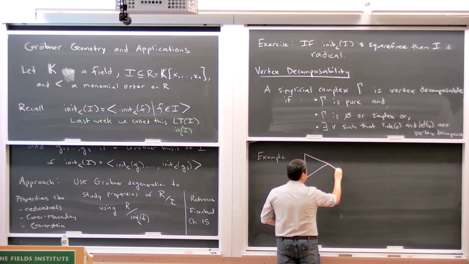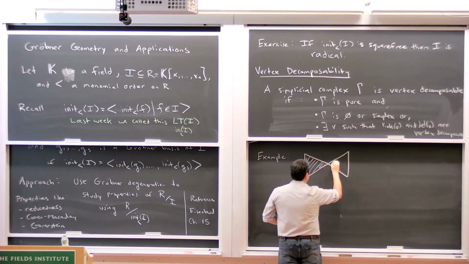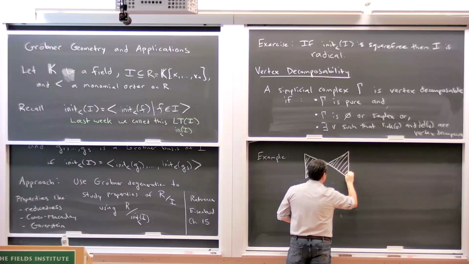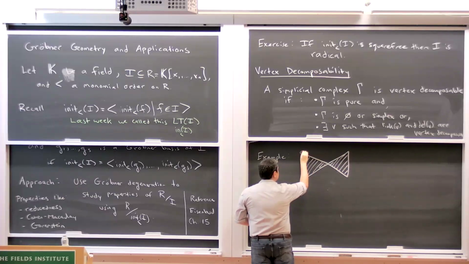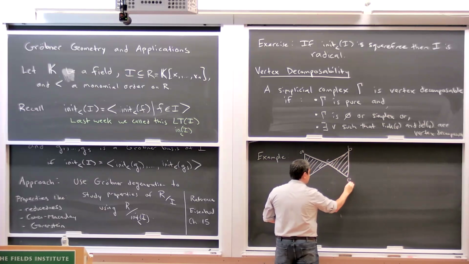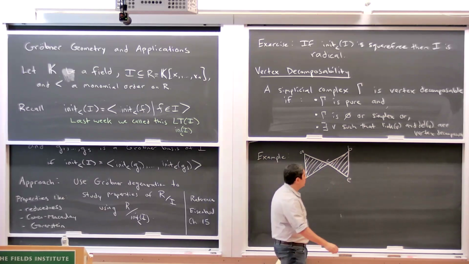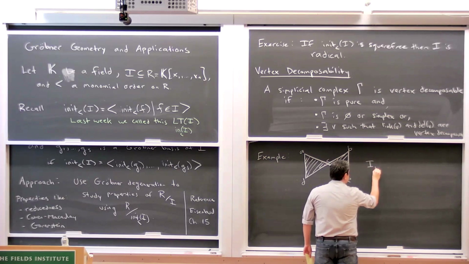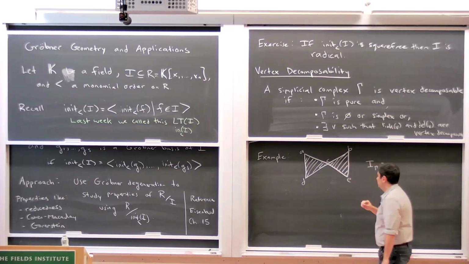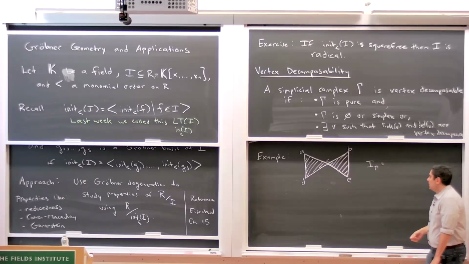Okay, so let's say that we have this simplicial complex. Let's call this A, B, C, D, E. Okay, so what's the Stanley-Reisner ideal for this simplicial complex, right? So we're looking for all the non-faces.